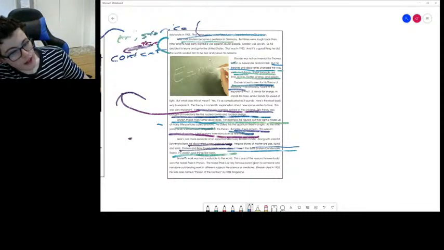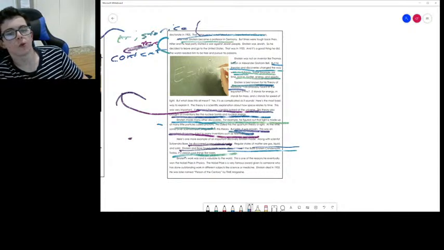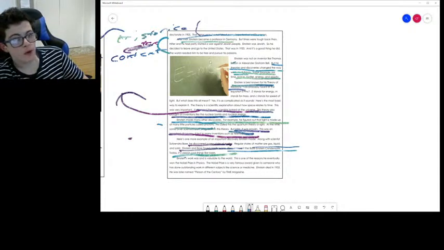Einstein's work was and is valuable to the world. This is one of the reasons he eventually won the Nobel Prize in Physics. The Nobel Prize is a very famous award given to someone who has done outstanding work in different subjects like science or medicine. Einstein died in 1955. He was later named Person of the Century by Time magazine.